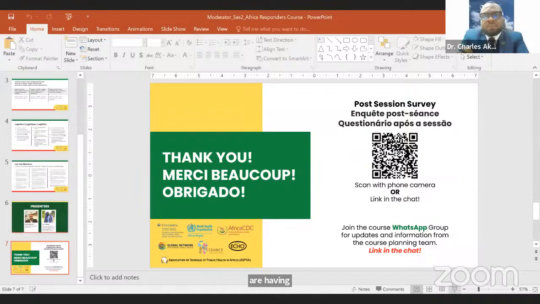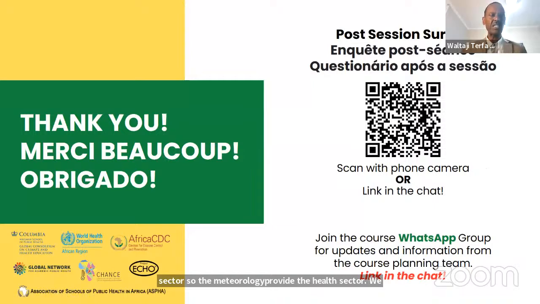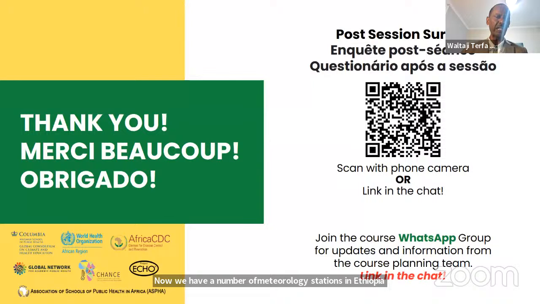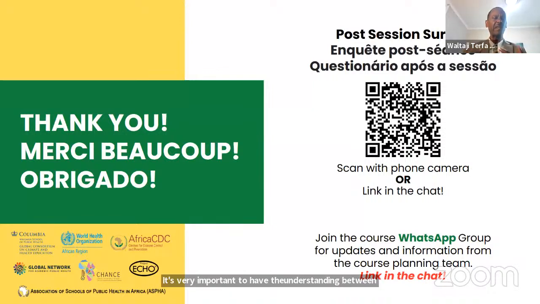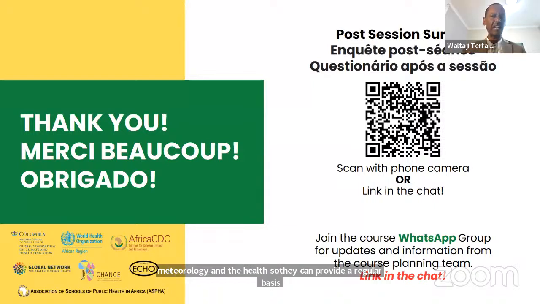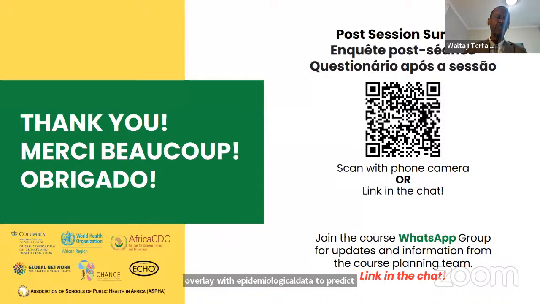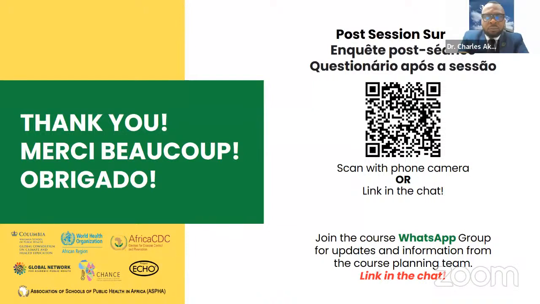So there is a need to have a memorandum of understanding with the health sector so that the meteorology provides data to the health sector. We have this experience. Now the health sector can get data from all the meteorology stations in Ethiopia. We have a number of meteorology stations at different levels, from small to high. So it's very important to have the memorandum of understanding between the meteorology and the health so that they can provide the data on a regular basis to the health sector. And then the health sector can overlay it with epidemiological data to predict those climate extreme weather event related diseases. And then they can produce what we now have, the biometeorological bulletin for health, produced on a monthly basis and predicting those extreme events like heat and also malaria and other diseases.